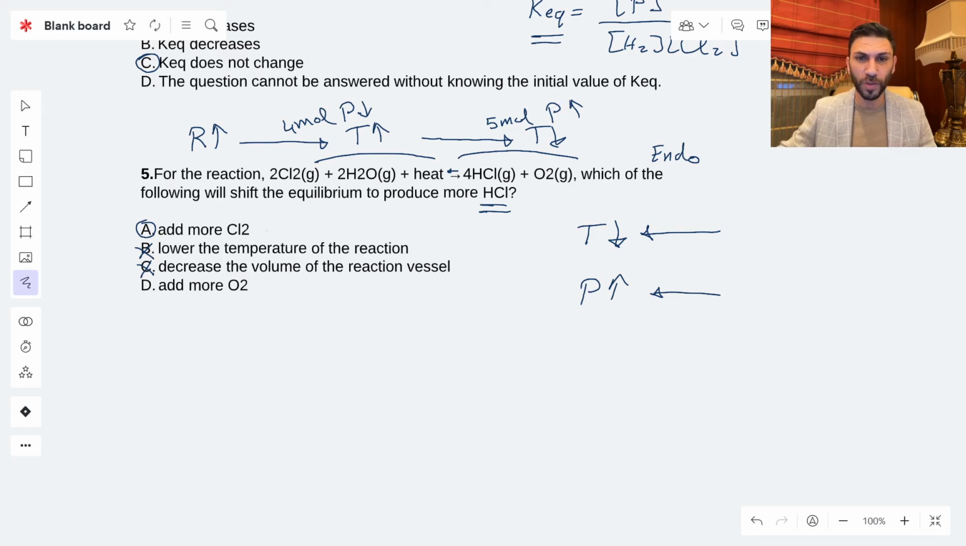Add more O2, there is nothing. There is O2 actually, but it's going to be in the product. So if you are increasing the product, the chemical reaction will shift to the reactants. It will consume this product, the addition of the product. So all of them are incorrect. Adding more Cl2, which is the reactant, it will shift to the right and it will give more HCl.